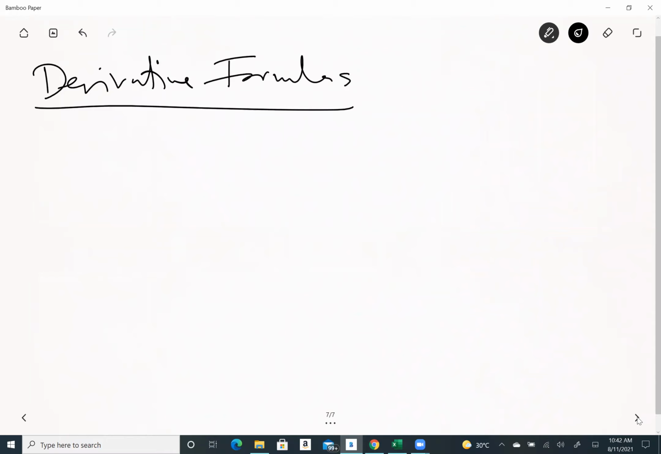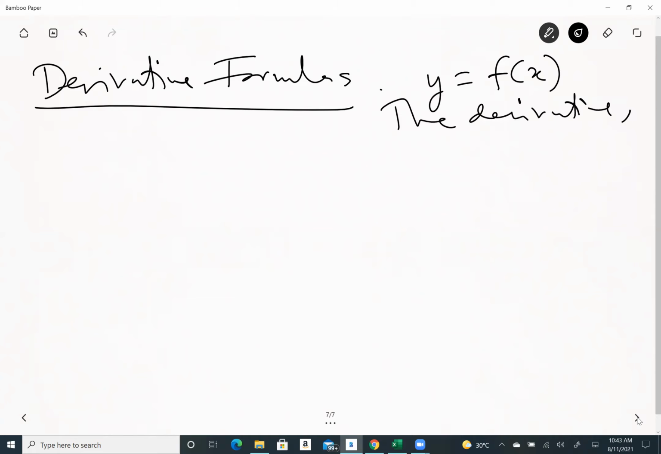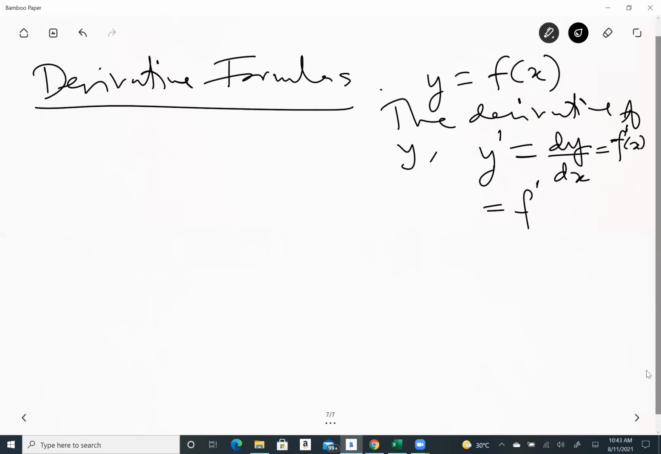Derivative formula. You have, of course, the notation. I have y equal to f of x. Then the derivative of y, y prime, equal to dy dx, equal to f prime of x. There is another way of writing f prime of x. Or sometimes we just use f prime. So these are the common notation that we use for derivative.